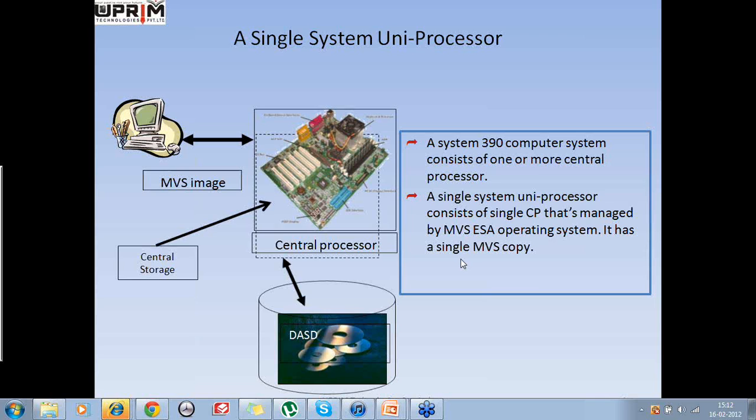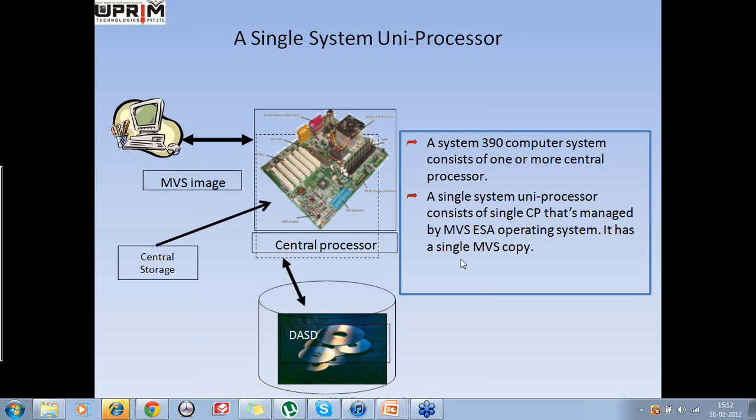The first configuration is called a single system uniprocessor, which consisted of a single central processor, as you can see on your screen. This processor, along with the other system hardware, such as channels and storage, make up what is known as the Central Processor Complex, or the CPC. The idea of a CPC, a processor complex, is common to all S390 configurations.